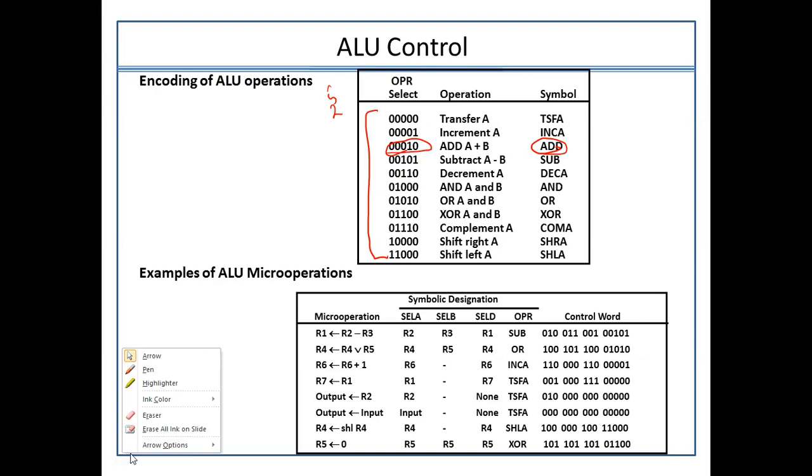Lastly, here are a few examples that I have tried to provide to make things more clear to you. This is a control word which your system will actually have, and based upon these control words, it will decode the signal, then act accordingly and start performing such micro operations.